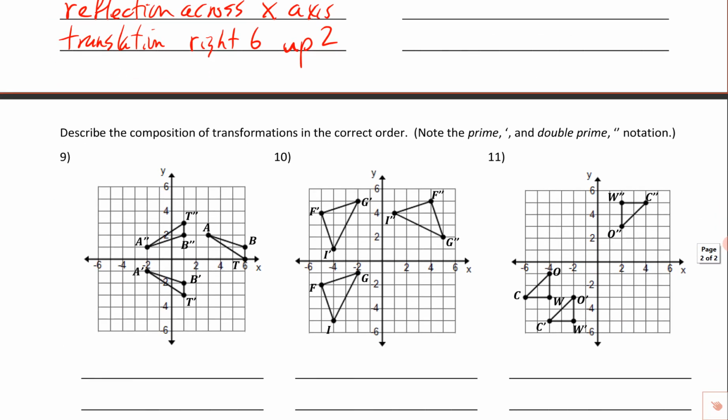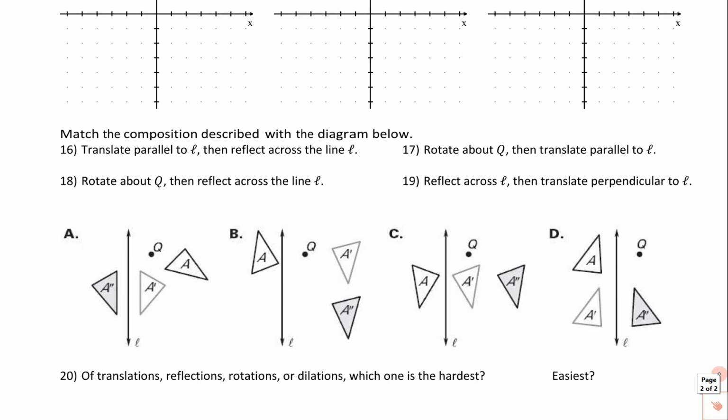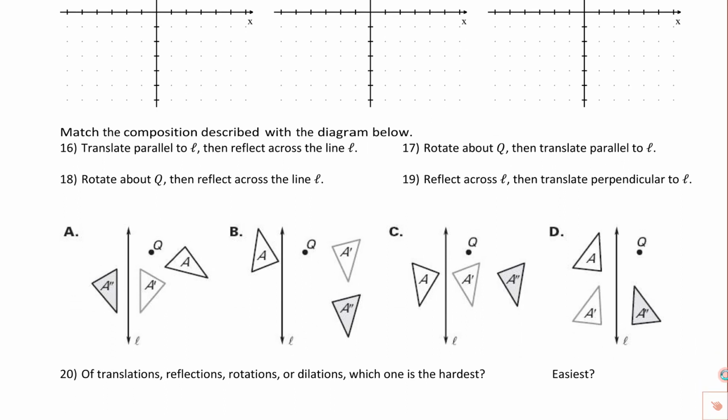Now I'm going to slide it over to the other side, and we're going to take a look at problem number 16. Now 16 through 19, what they do is they ask you to match the composition described with the diagram below. So it says translate the figure parallel to line L, then reflect it across line L. So let's take a look at what happens here. This is the old one, this is the new one, and this is the newest one. Again, you can tell by the A prime and the A double prime. So if we take this figure, how do we go from this one to this one? That would be kind of a little rotation here. Looks like a clockwise rotation this way right here. All right. So that would be a rotation.